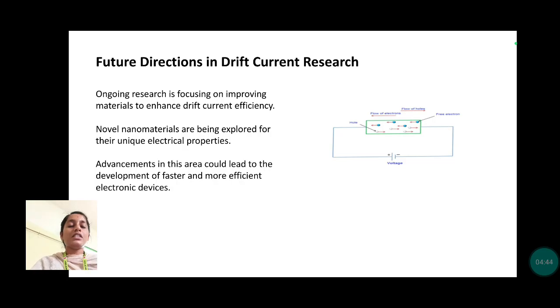Conclusion for the topic. Future direction in drift current research. Ongoing research is focusing on improving materials to enhance drift current efficiency. Novel nanomaterials are being explored for their unique electrical properties. Advancements in this area could lead to the development of faster and more efficient electronic devices.